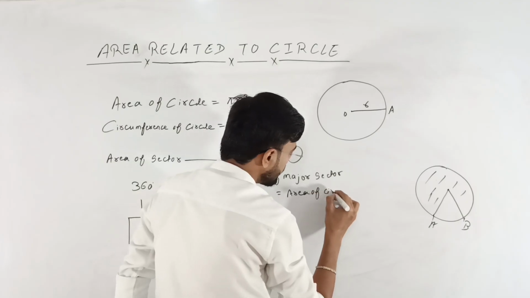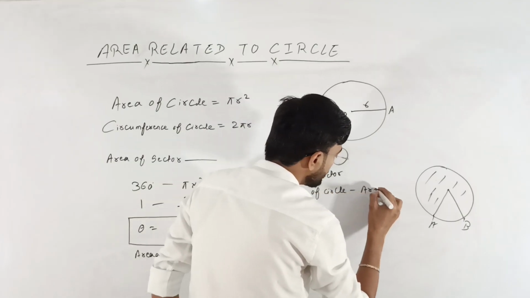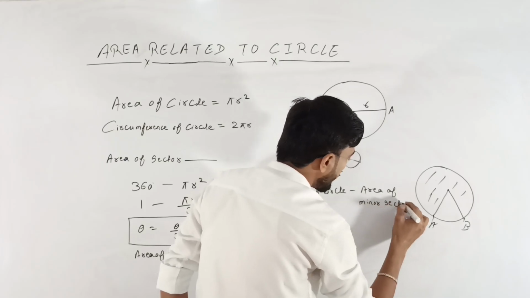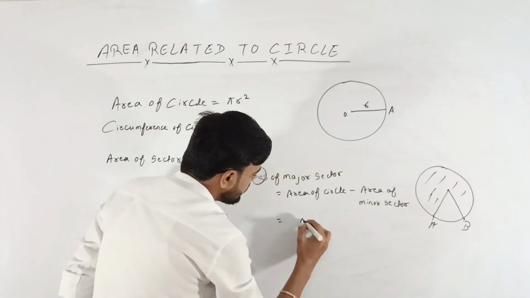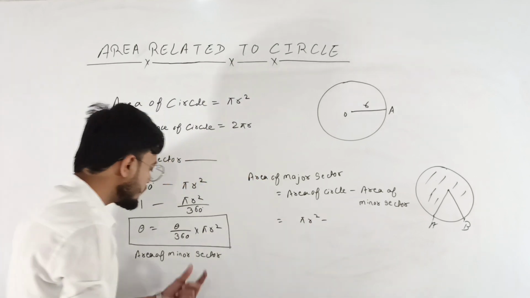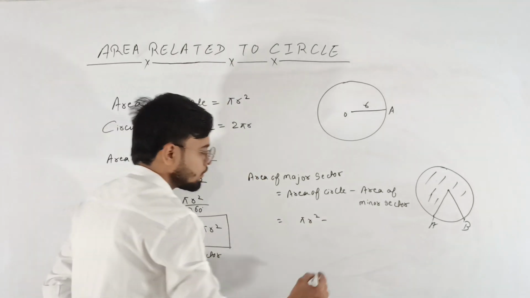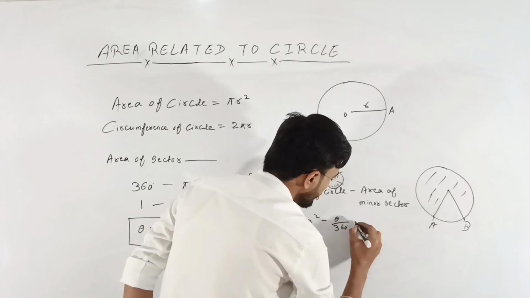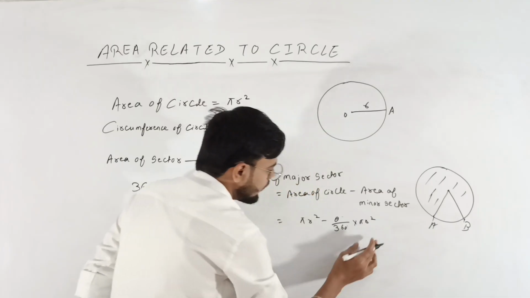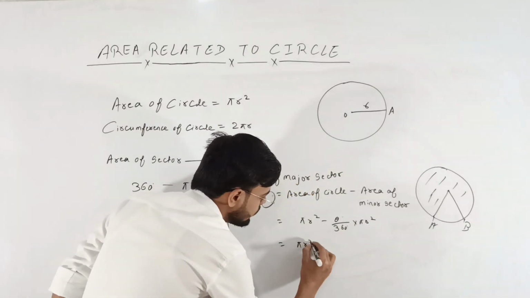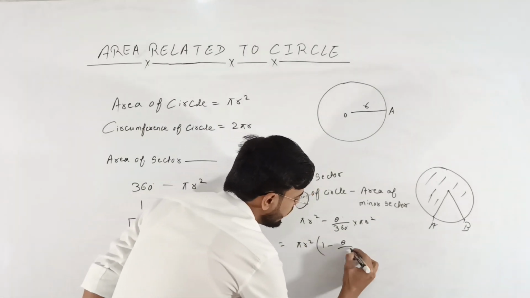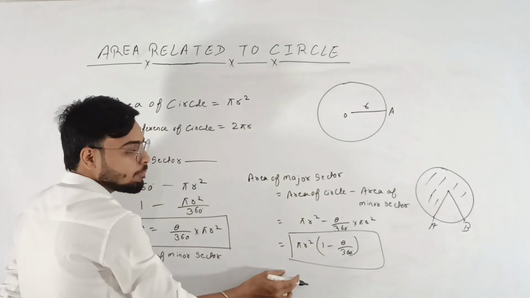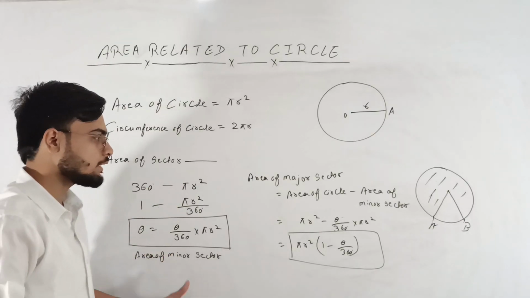Area of circle minus area of minor sector, and the area of circle is pi r square minus the area of minor sector, which is theta upon 360 into pi r square. Now pi r square is common from here, so we are left with 1 minus theta upon 360. This is the formula for the area of the major sector. This is the formula for the area of the minor sector.